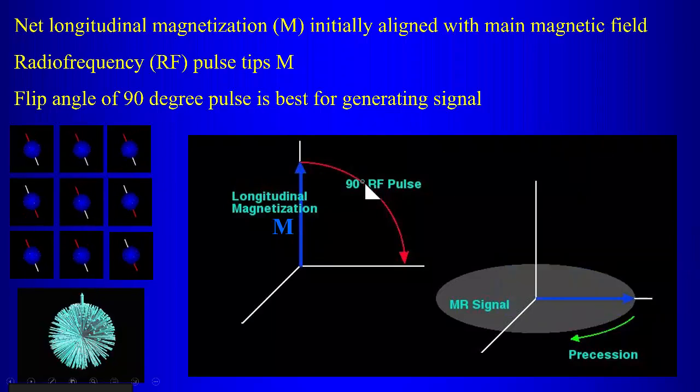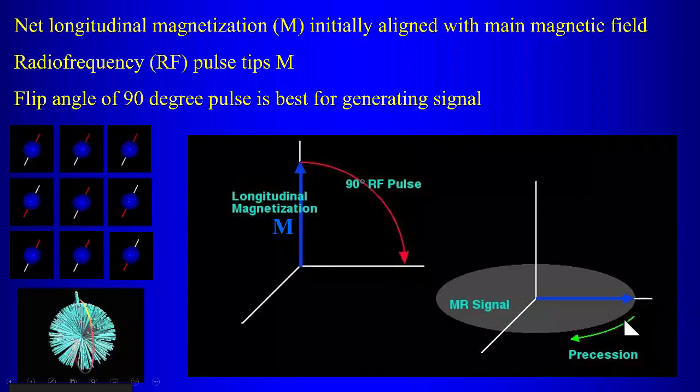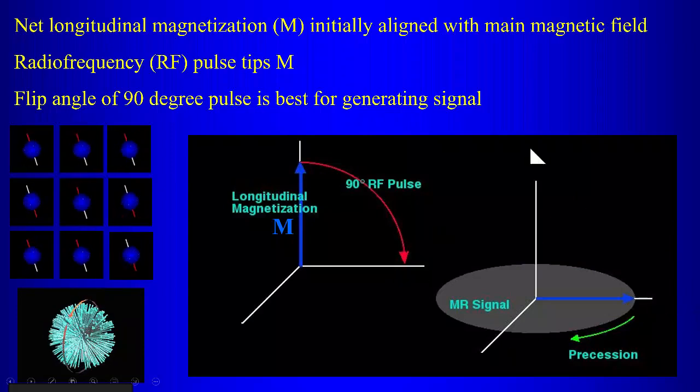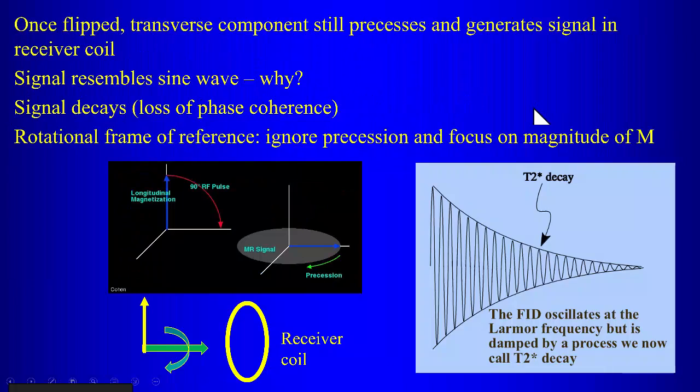So we'll start with a 90-degree pulse, and we'll tip that into the transverse plane, and then it will start precessing here in the transverse plane. That 90-degree pulse is the best for generating signal, and we'll see why. Once it's flipped 90 degrees, it's still precessing, turning around in that transverse plane, and then we have a receiver coil.